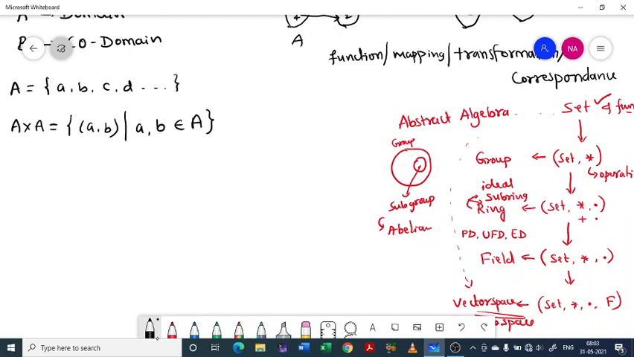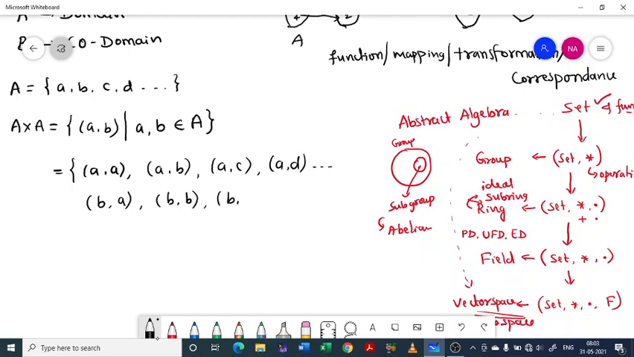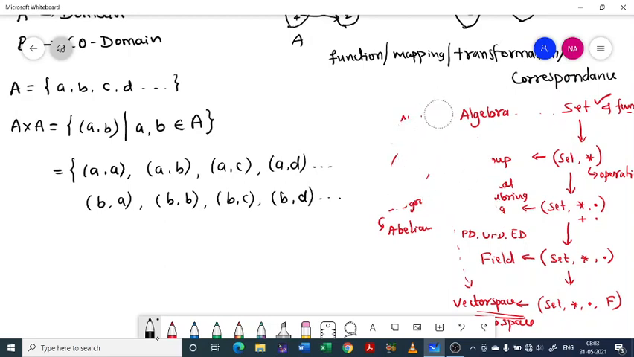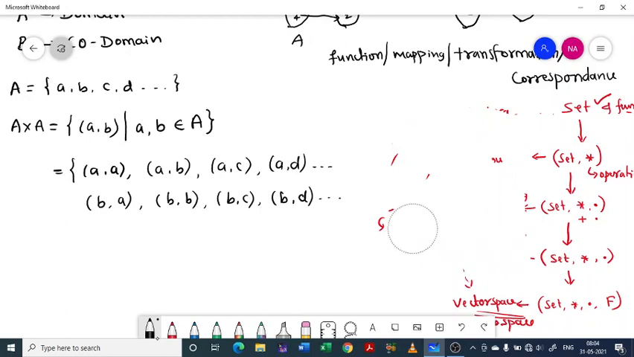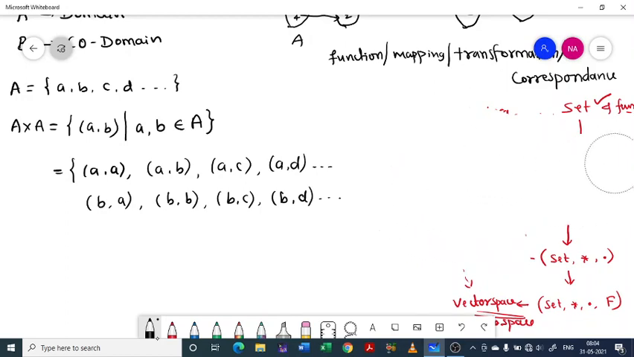So how does this set look like? A cross A will be (a, a), (a, b), (a, c), (a, d), and so on. Similarly, (b, a), (b, b), (b, c), (b, d), and so on. You can keep writing: (c, a), (c, b), (c, c), and so on. So that is called the product of A with itself, the product set.